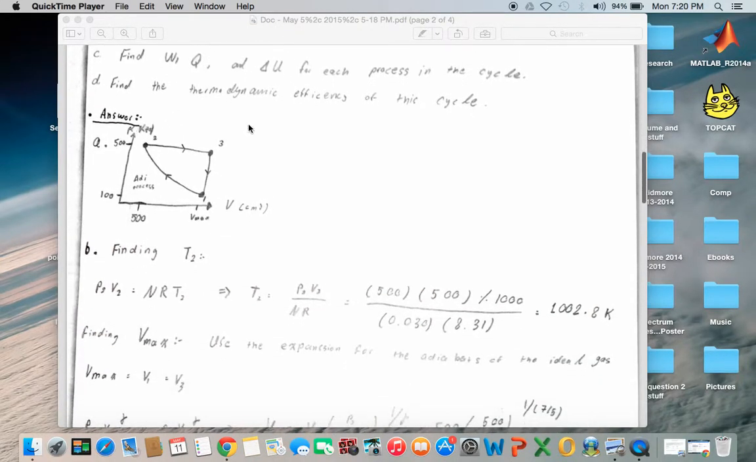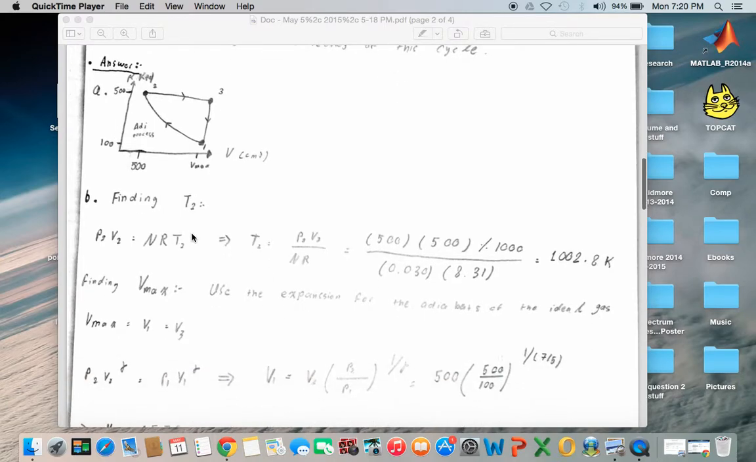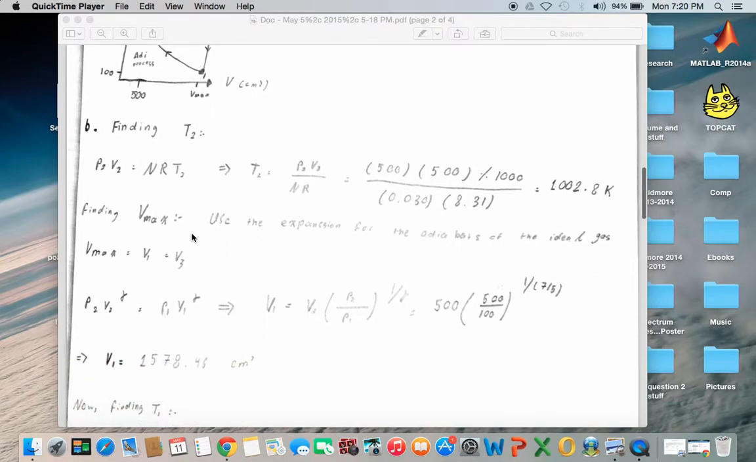So as you see here, I drew the PV diagram for it. The first step is that I wanted to find the temperature at point 2. So I used the general ideal gas law, which is PV = nRT, and then I solved it for T, since we had the pressure and the volume, the number of moles, and the R, which is the gas constant, and I was able to get the value of T2.